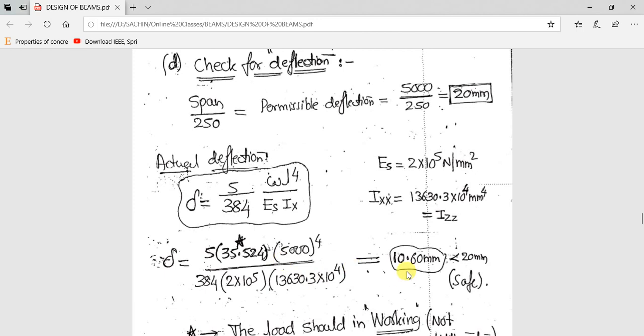So the actual deflection is 10.6, but the permissible for this particular beam is 20. So the actual deflection we are getting is 10.6, permissible is 20, so it is safe under deflection also.